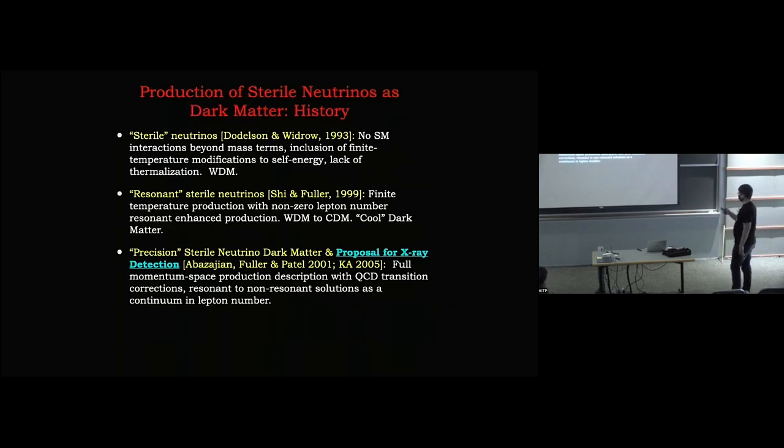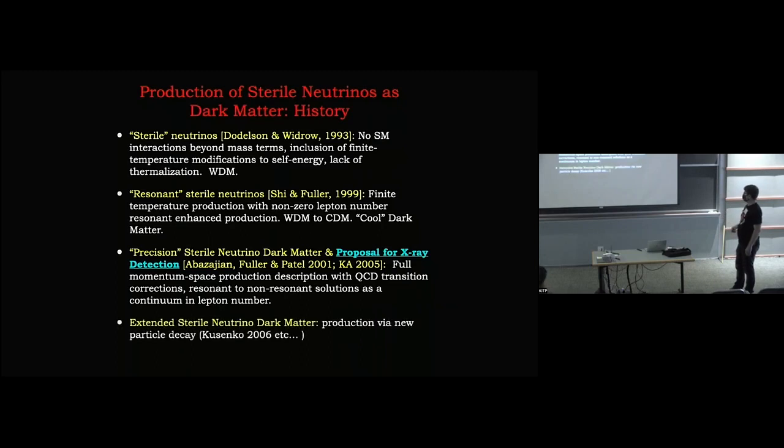What differentiates this model from this model is that the resonant production model requires a non-zero lepton number, and that's just a single new parameter. That parameter connects the two models because as it goes to zero, it approaches this model. And we did the full momentum space integral differential calculation of the production.